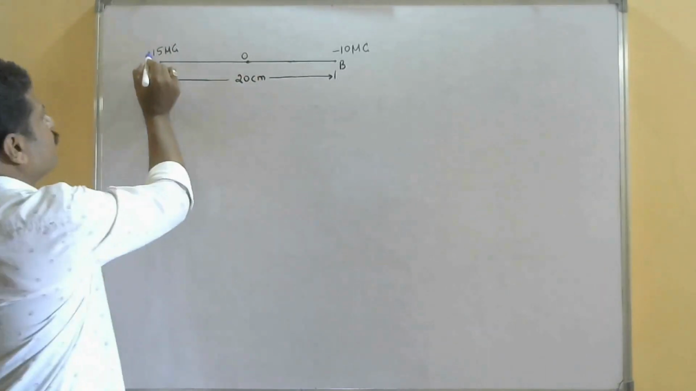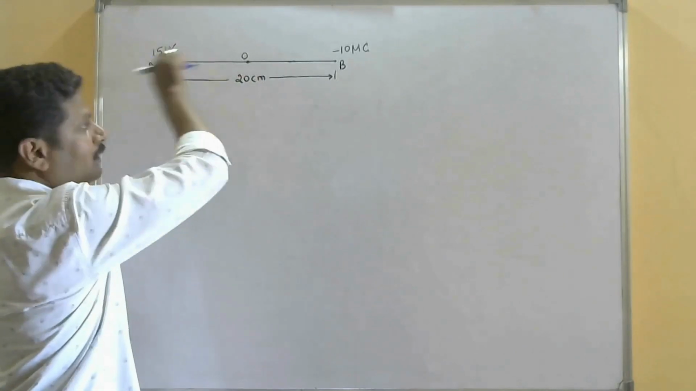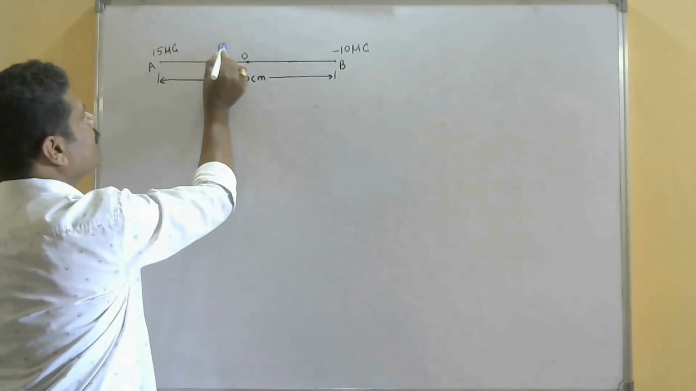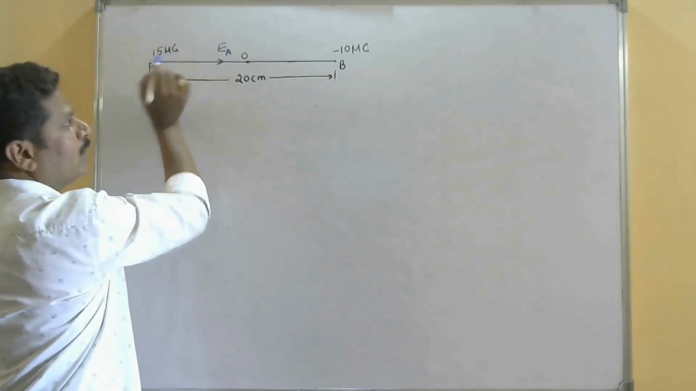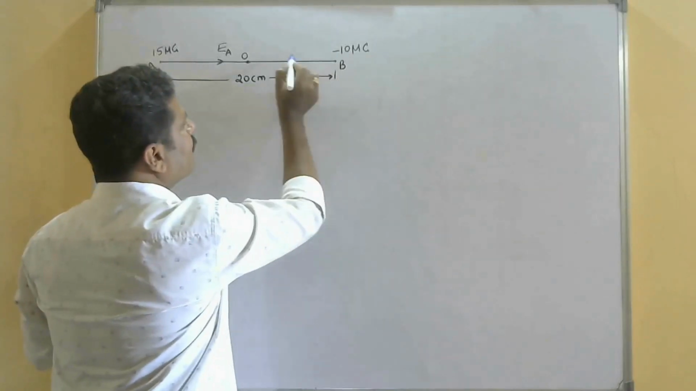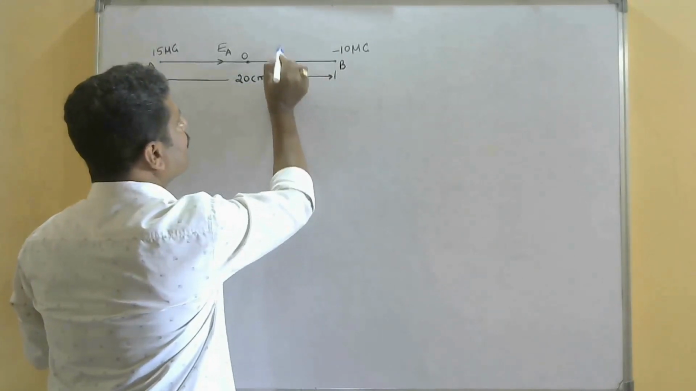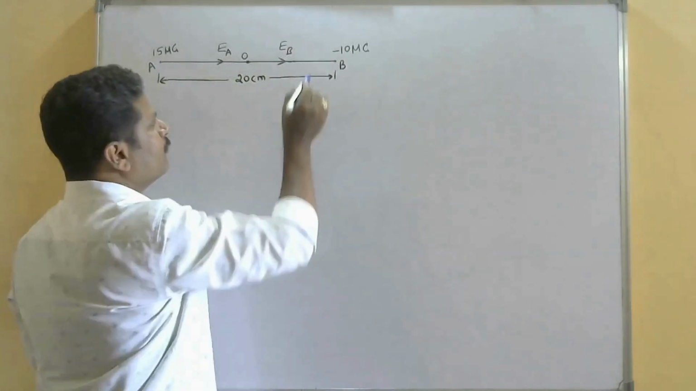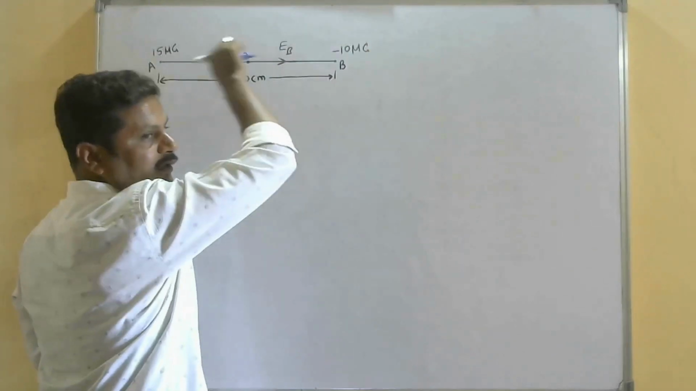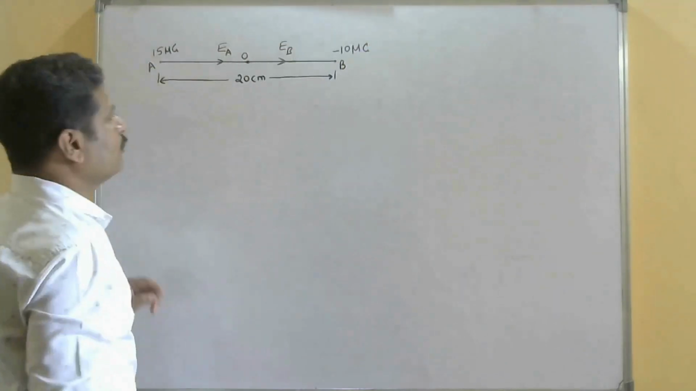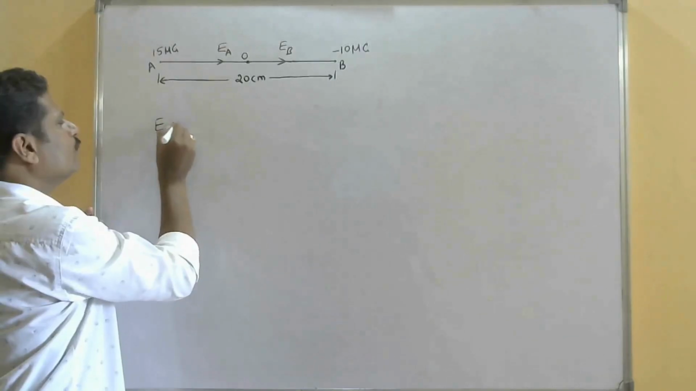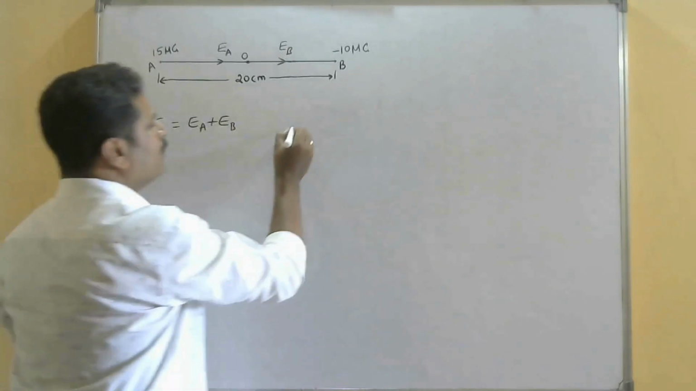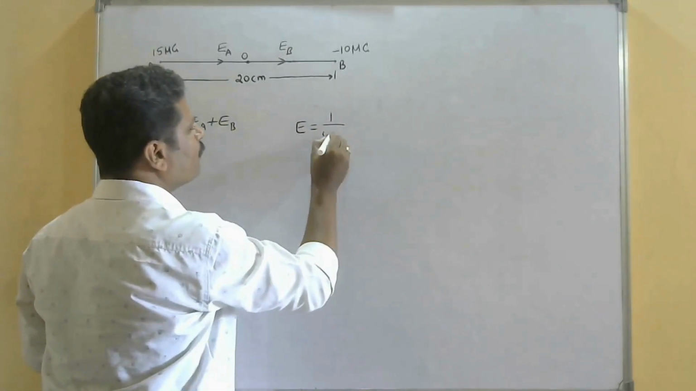Here this is a positive charge, so the electric field will be acting in the outward direction at this point O. So let me consider that one is EA. EA is the electric field produced by 15 microcoulomb, whereas EB is the electric field produced by minus 10 microcoulomb charge. This is a negative charge, so it is acting inward, and this is a positive charge, so it is acting outward. So the net electric field is equal to EA plus EB. We know that the electric field due to an isolated point charge is 1 by 4 pi epsilon naught Q by R square.